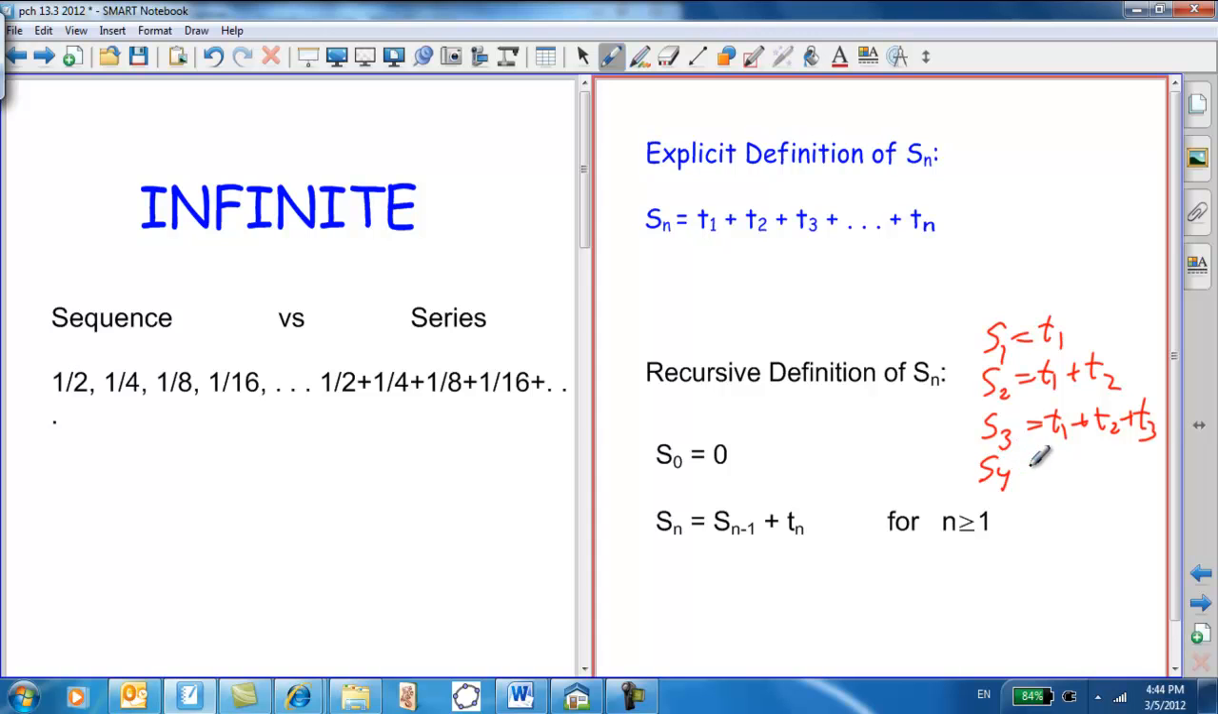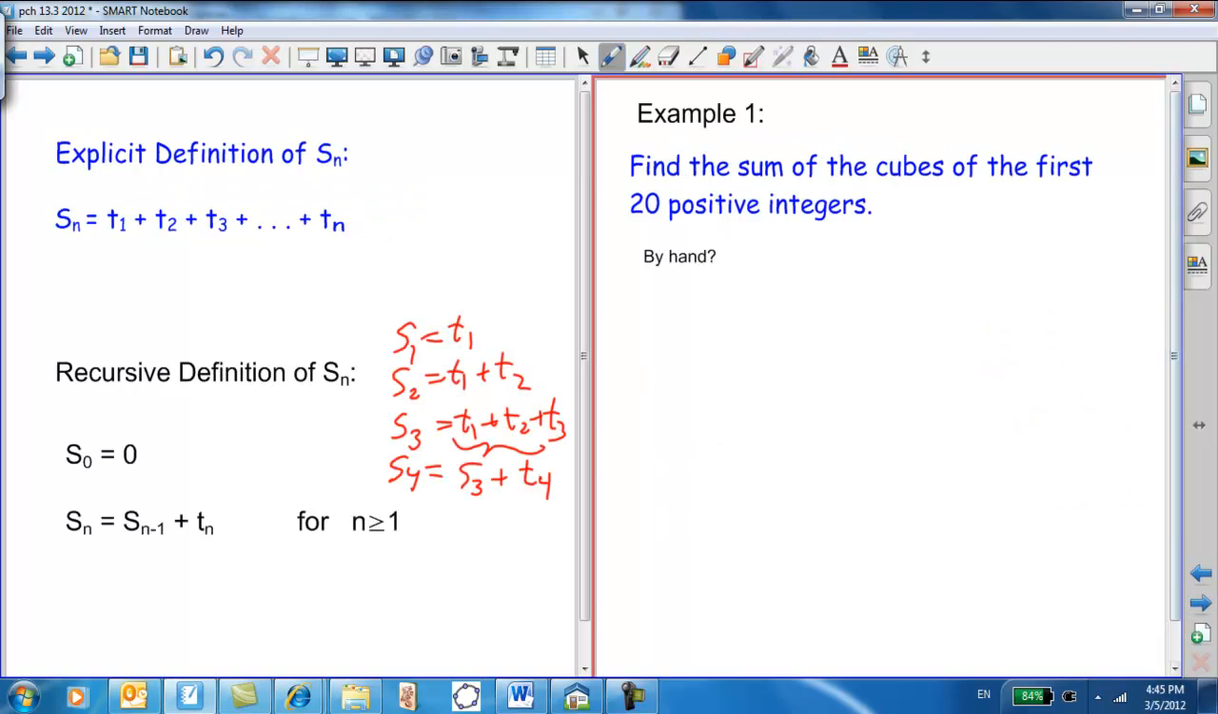S sub 4, now this is getting tedious, so what you can do is to say S sub 4 is S sub 3, all of this, plus t sub 4. So that's what we mean by S sub n is S sub n minus 1 plus t sub n, for n greater than or equal to 1. So to get the sum of the first n terms, you add up the sum of the first n minus 1 terms and add the nth term onto that. This will come into play a lot more when we get into inductive proofs later on.